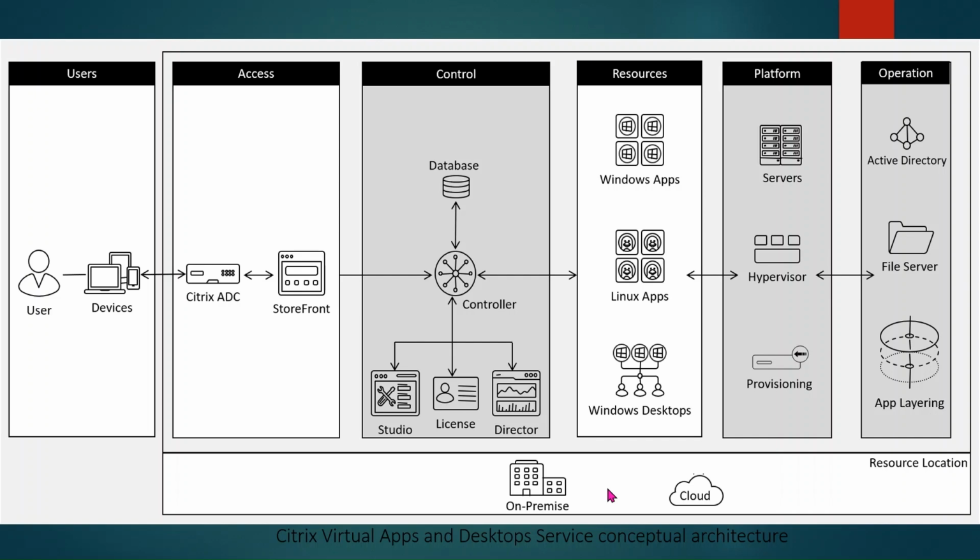This layer is all about the resources your user can access, such as applications and desktops. Here's what we have. Virtual desktops are single session or multi-session. Applications are the Windows apps, Linux apps, or something else you are delivering, whether those are network drives or URLs.